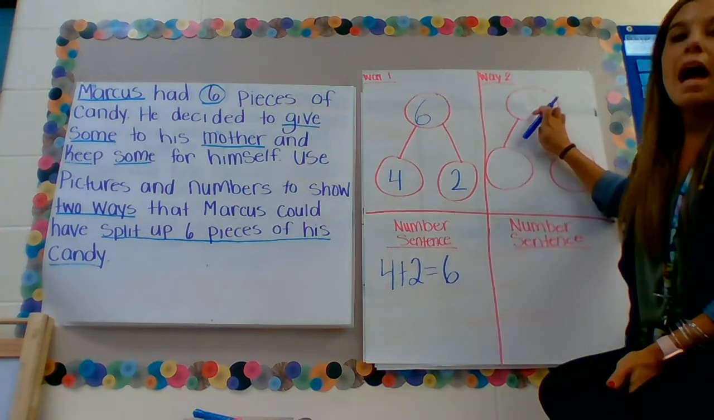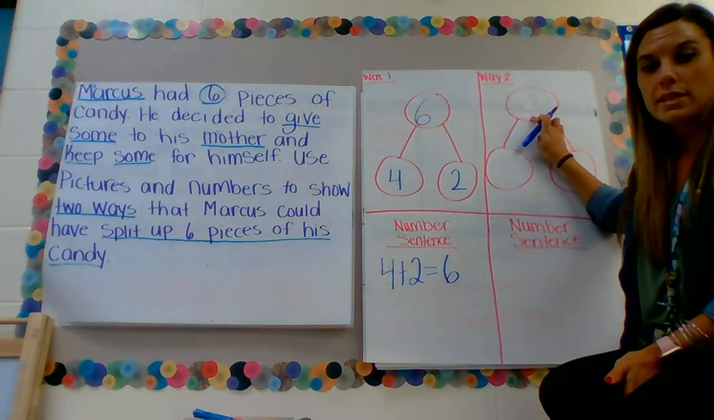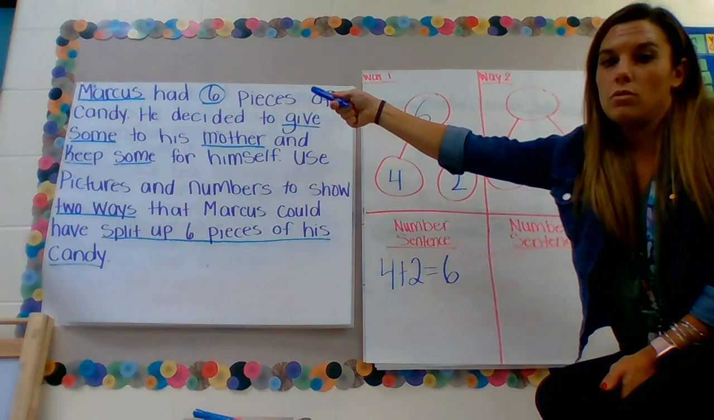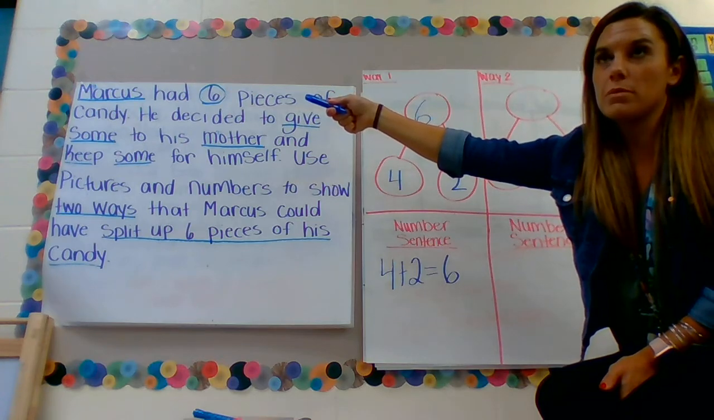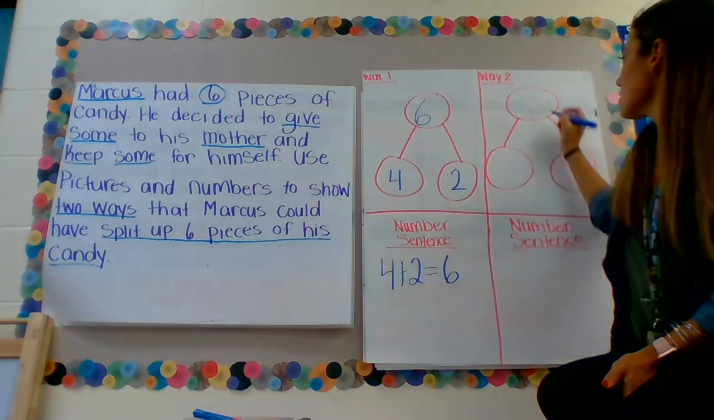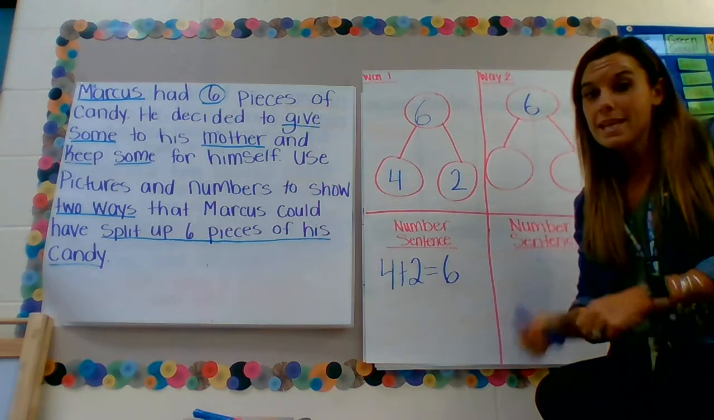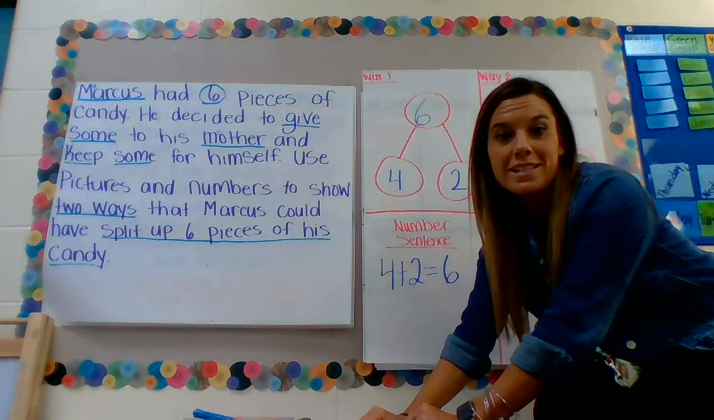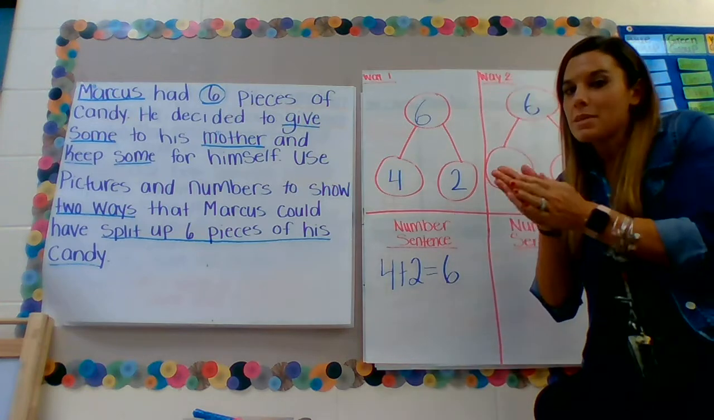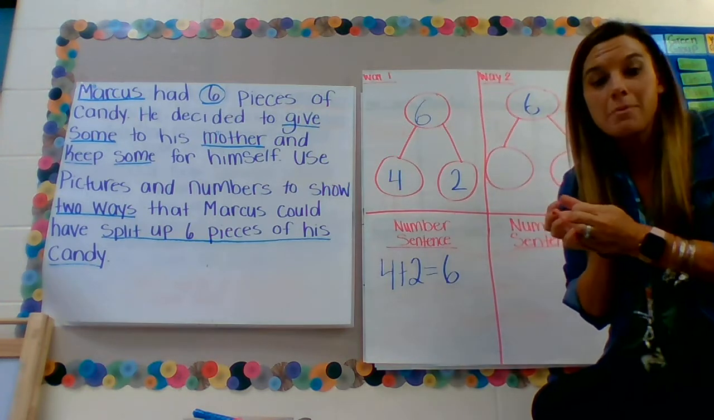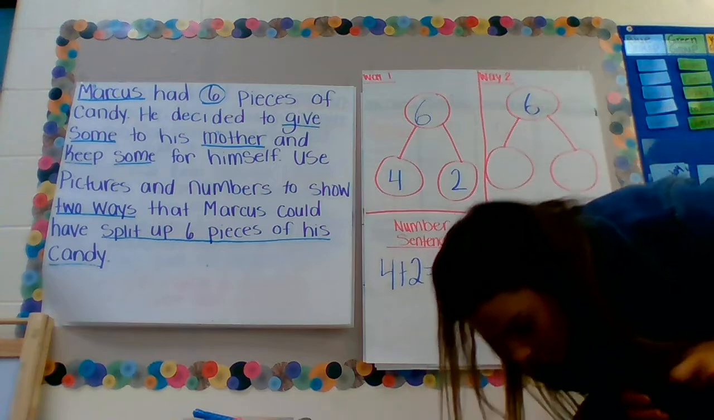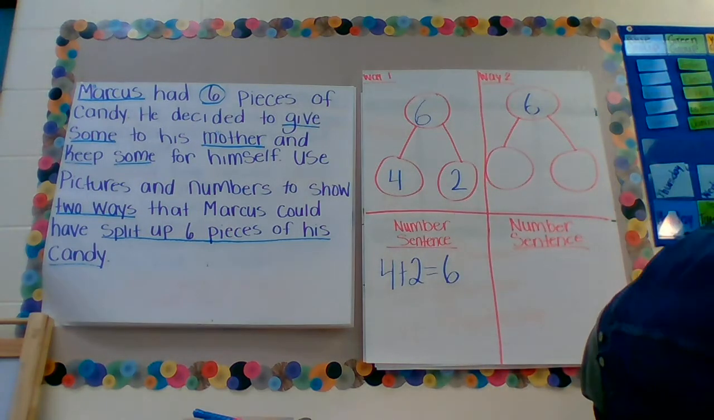So again, how many pieces of candy does Marcus have all together? How many does he start with? You look at the number problem to see. He starts with 6. Okay, so I'm going to take my 6 pretend pieces of candy, and I'm going to mix them, mix them, mix them. Whoops, I dropped one. Let me pick that up. Oh, where did it go? Found it.